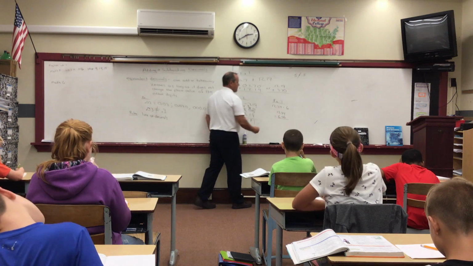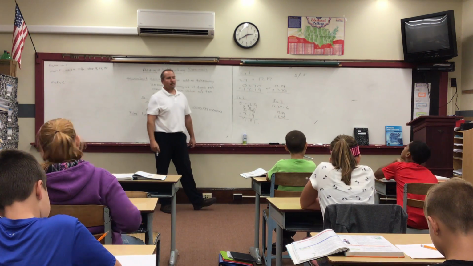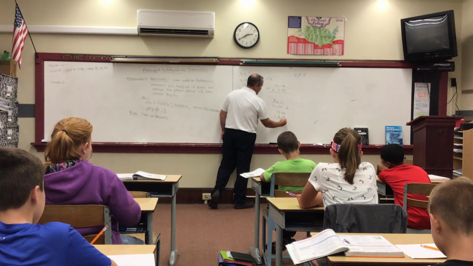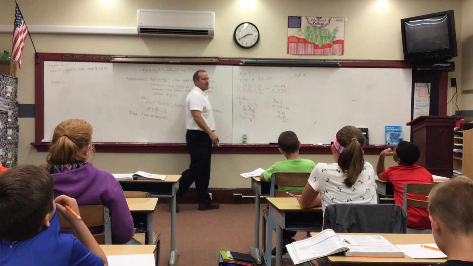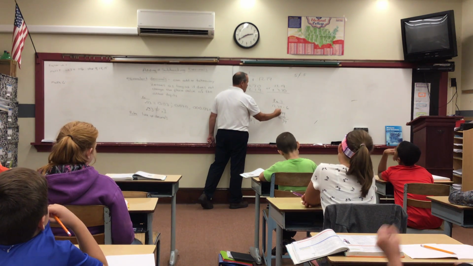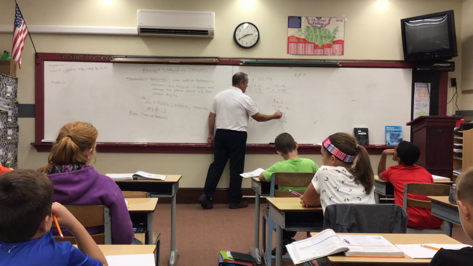And now 4 minus 0 is 4. 3 minus 0 is 3. 2 minus 6, can't do it, borrow from the 1. That 1 becomes a 0, makes that 2 a 12. 12 minus 6 is 6. And then you bring the decimal straight down.